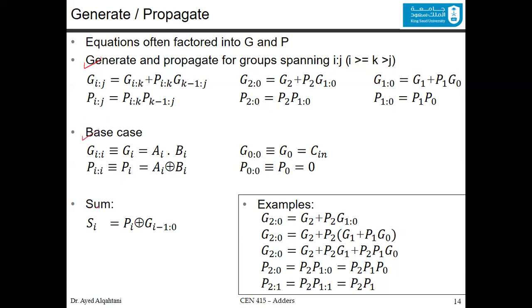What about the sum? The sum simply is the XOR between the A, B, and the carry in. That was what we understand. Now we do the same thing here, but we rewrite it because we know that if you are interested in the sum in a certain stage, it is actually equal to the propagation in that stage, which is the XOR between A and B, XOR with the carry at that stage. And the carry at that stage is actually the generation from 0 up to the stage that was right before.